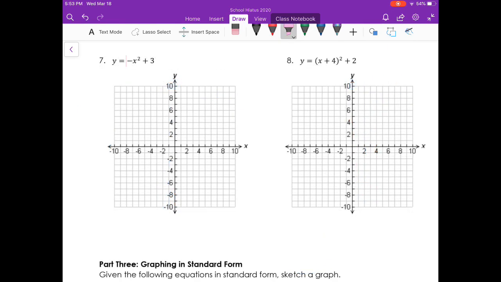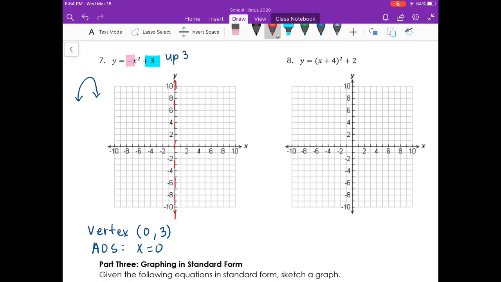Number 7 has a reflection in the x-axis, and it's shifted up 3 units. Because there is no number in the parentheses with x, the x-coordinate of the vertex is 0. After drawing the axis of symmetry at x equals 0 and plotting the vertex, we'll plot the basic parent function pattern, but going downward instead of upward because of the reflection.